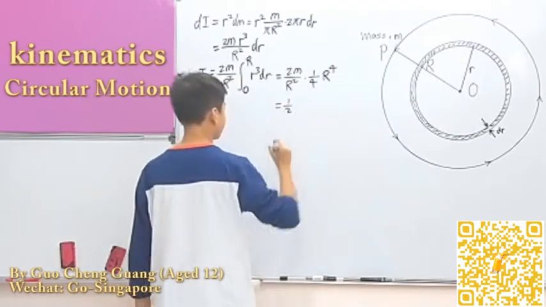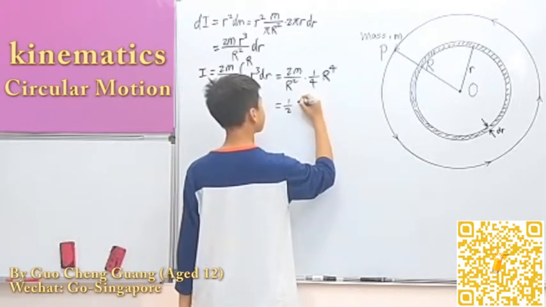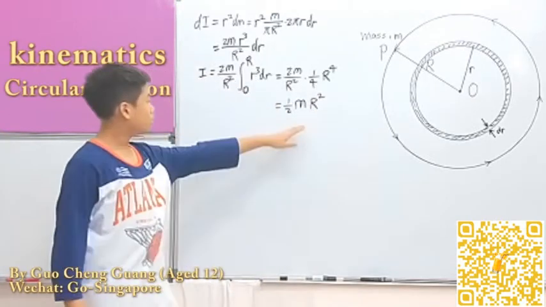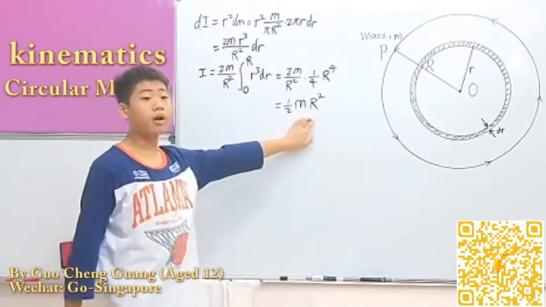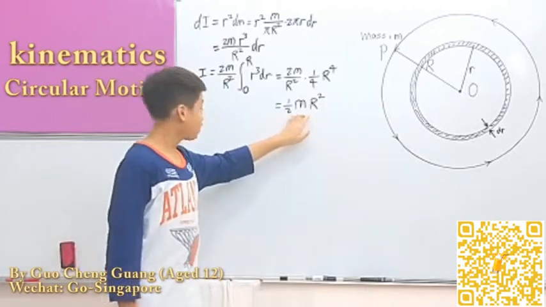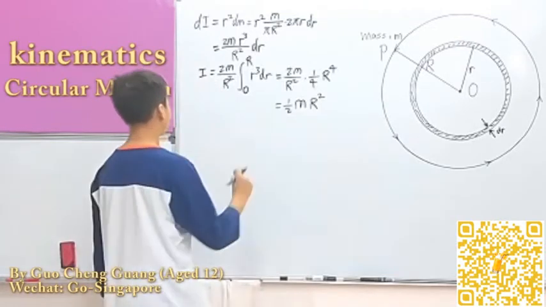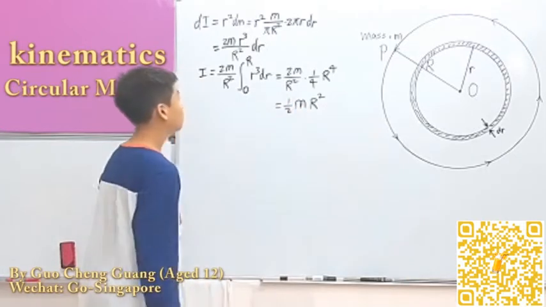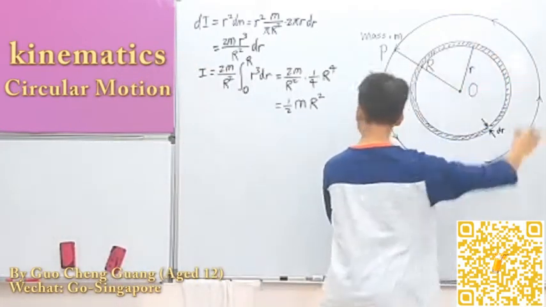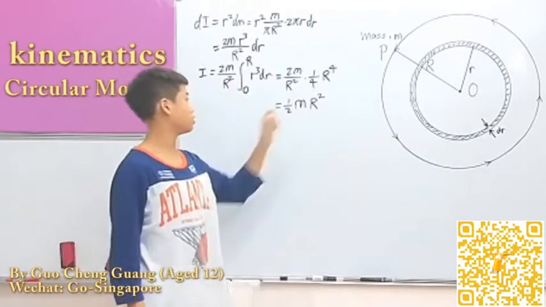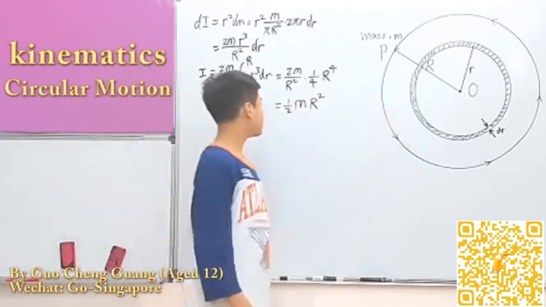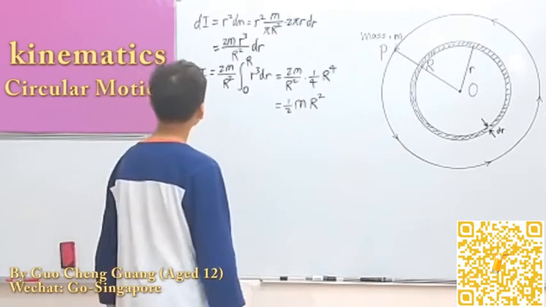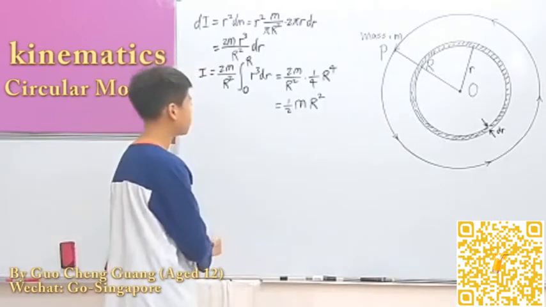That means what we'll get is half mr squared. If we compare it with what we had last time, the part that you realize is different is this half. When it is a ring, it is just mr squared. When it becomes a disk, you get half mr squared. So that's the part that is different.